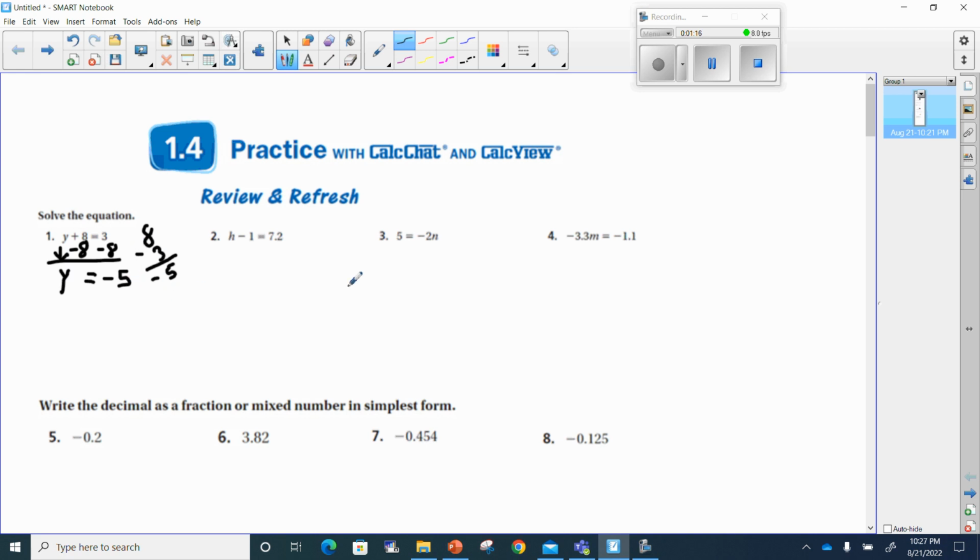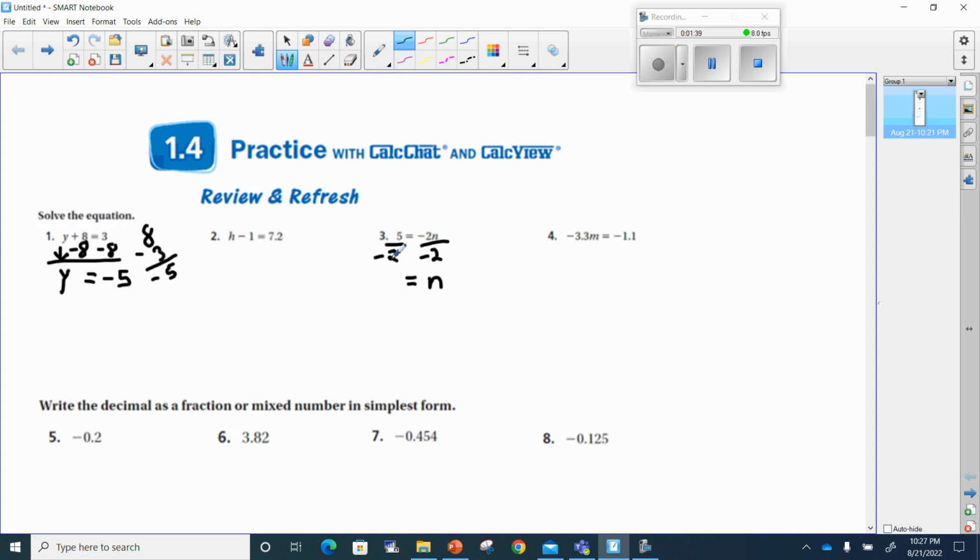All right. Number 3, I got 5 equals negative 2n. I know that negative 2 is being multiplied to n. I need to do the opposite, which is dividing negative 2 away. Whatever I divide from one side, I divide from the other side. Now, negative 2 divided by negative 2 is 1, so I have 1n left over.